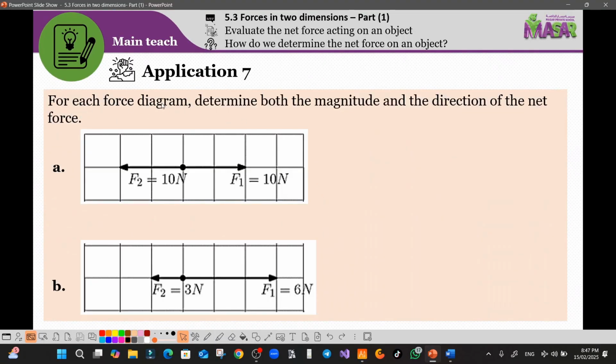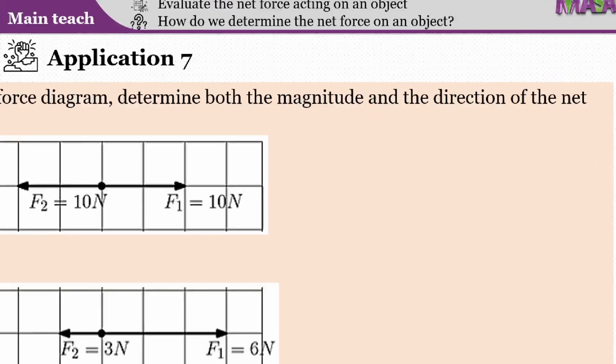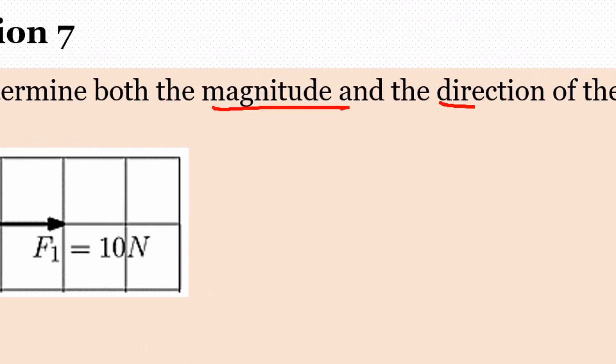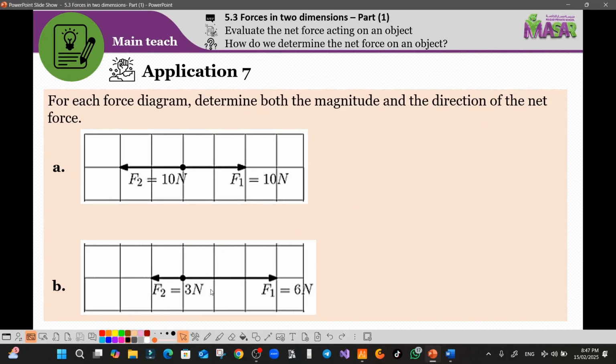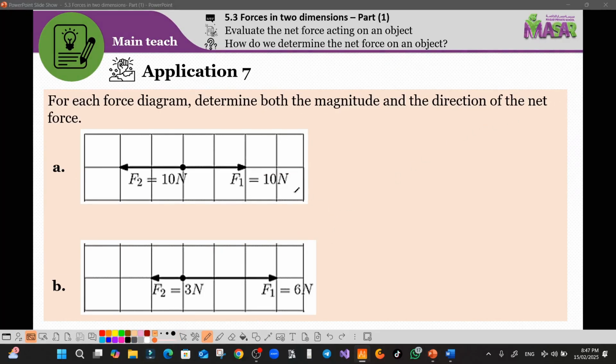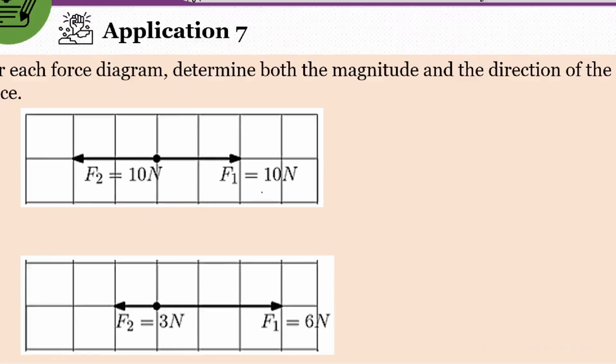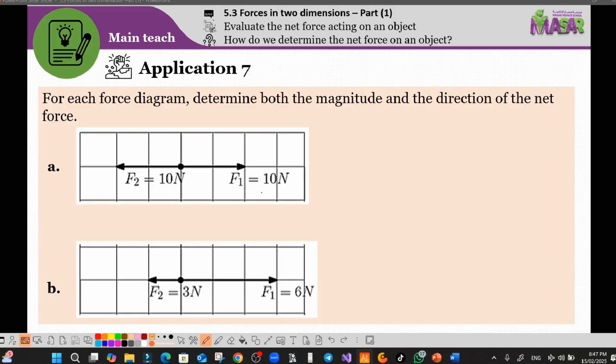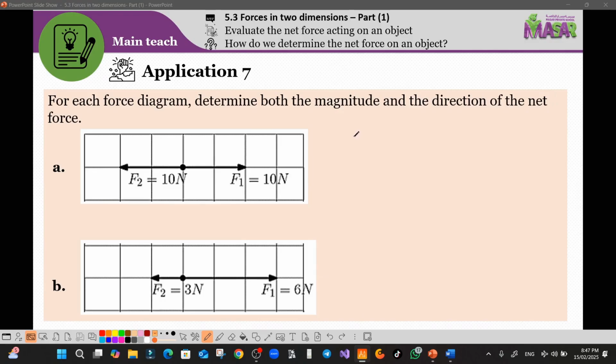Now, for each force diagram, determine both the magnitude and the direction. So we need to find the magnitude and the direction for the net force, so for the F net. Now here, no need to calculate the magnitude of each force because they already provided. What I need now is just to apply the F net. Remember that right is plus, left is minus.